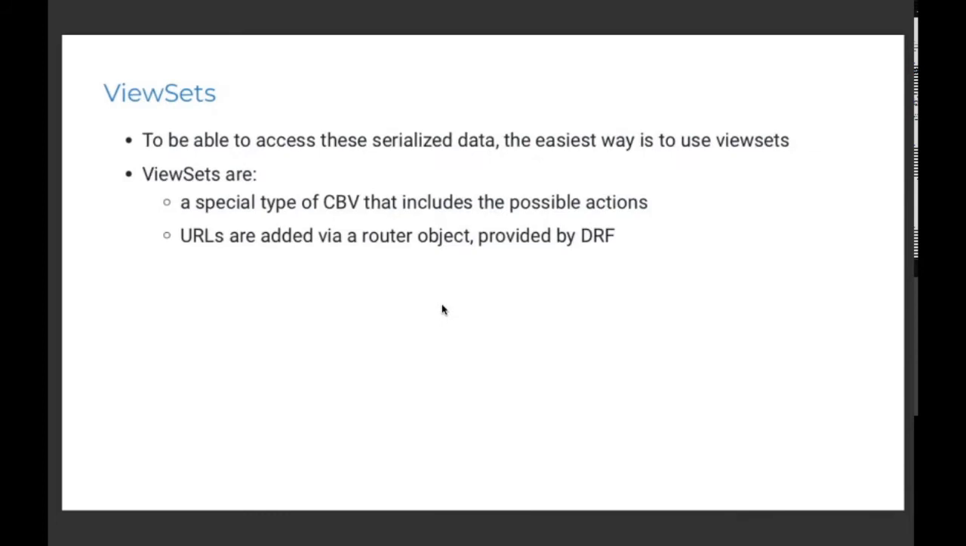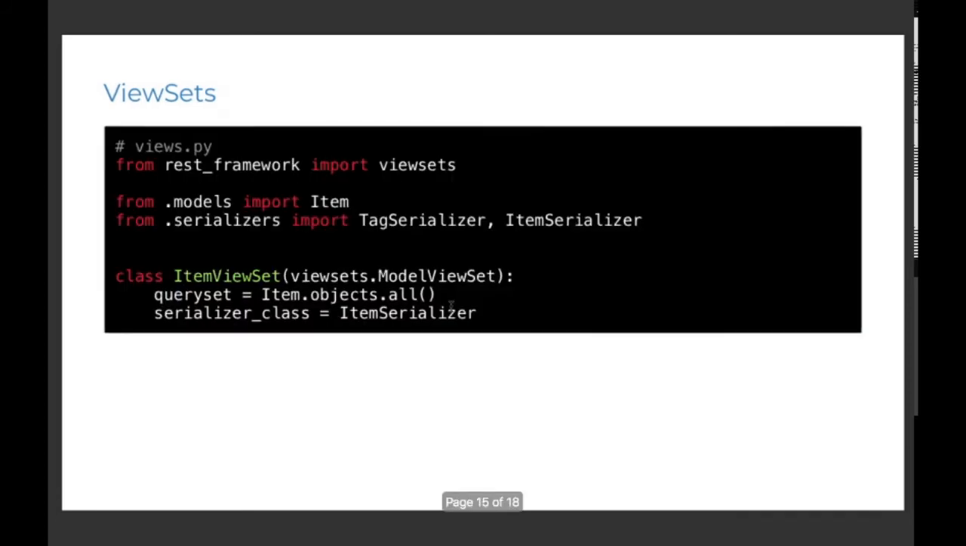Next, so that we will be able to use our serializers in our application, we need to have view sets, which are a special type of class-based views that include all the possible actions, and DRF basically does a lot of the heavy lifting for us for basic workflows. And then URLs are added via a router object, again provided by REST framework. So let's do this.